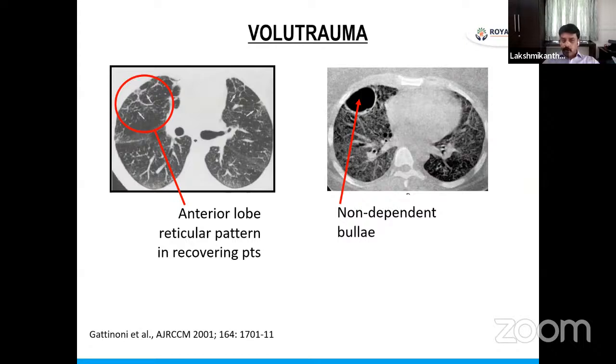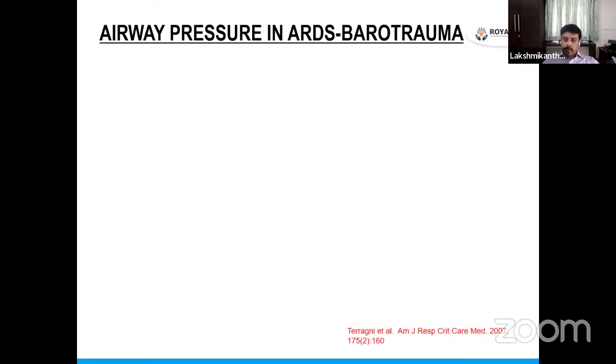Mostly in ARDS, the dorsal or posterior lung will be affected, and the ventral or anterior part of the lung will be normal. And these ventral parts started showing signs of having had volutrauma during the period of ventilation. So it was very important for us to know this and to avoid this complication.